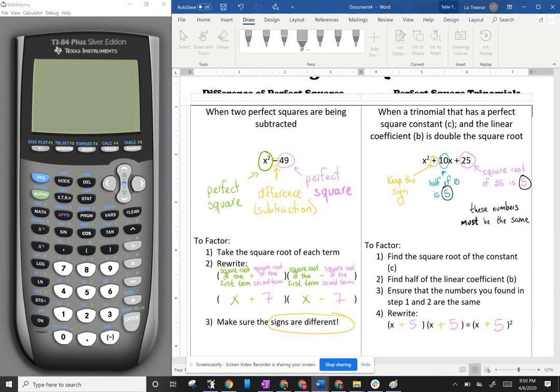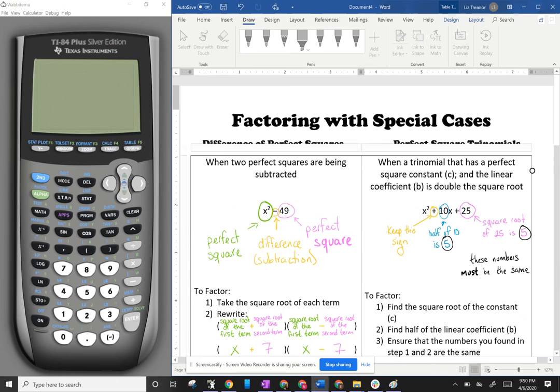Whoa. This is the difference of perfect squares, and it's still not popping up. Oh my goodness. You guys see this craziness?